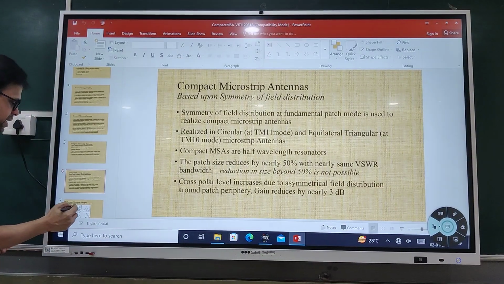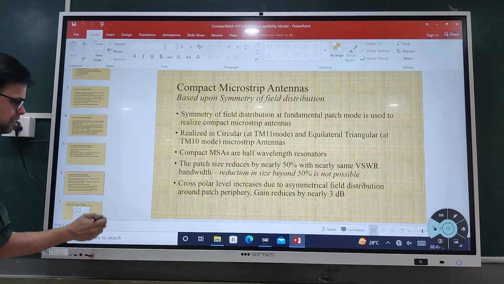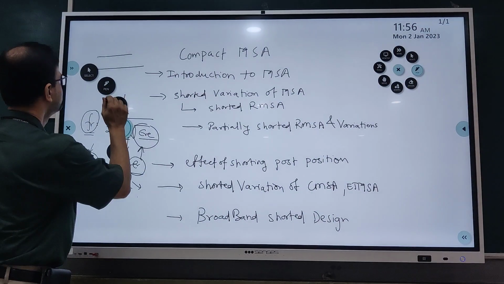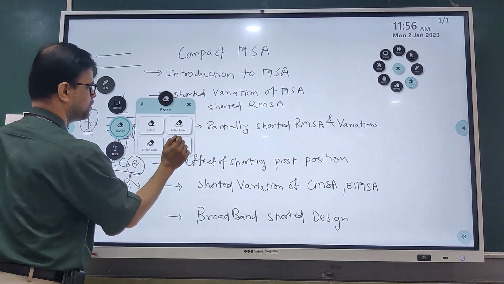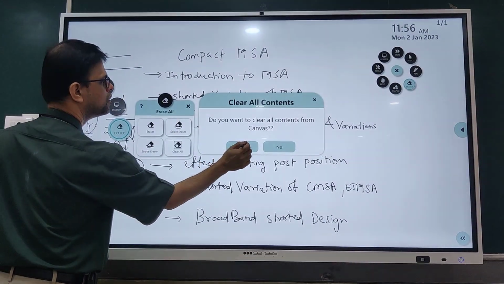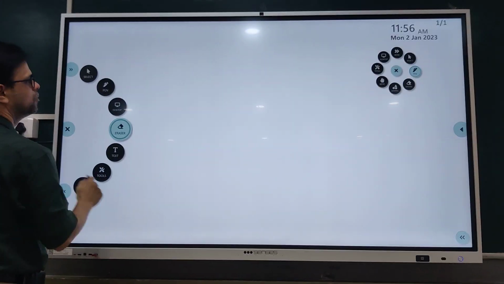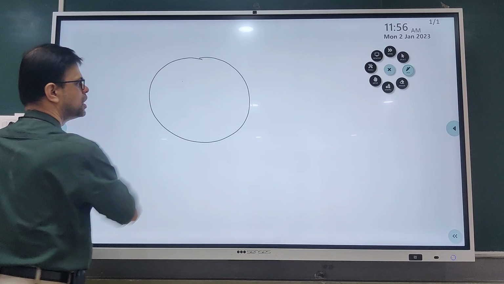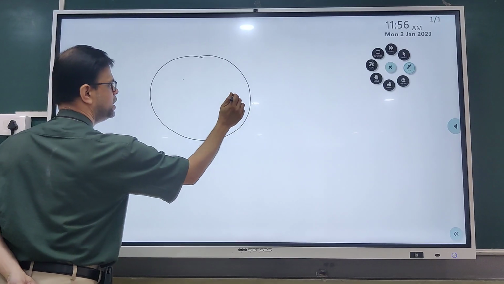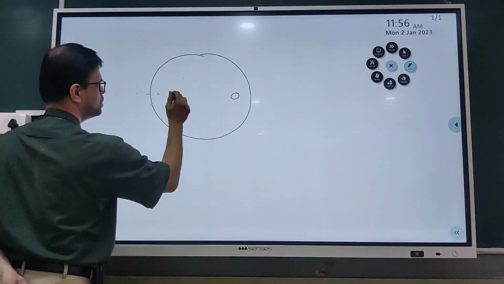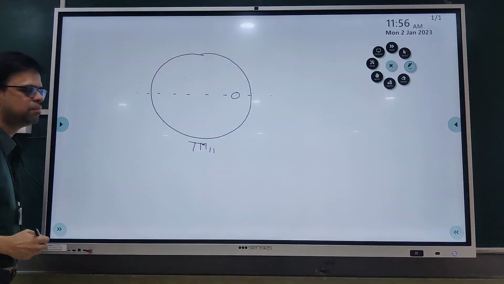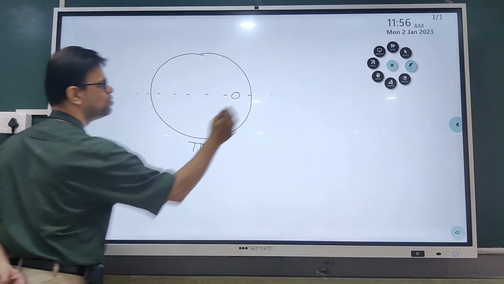Now, I will explain what is done here with respect to the field distributions. See, this is your circular microstrip antenna. Here I am putting a feed location. So now we will draw the TM11 mode distribution. How will the TM11 mode look?